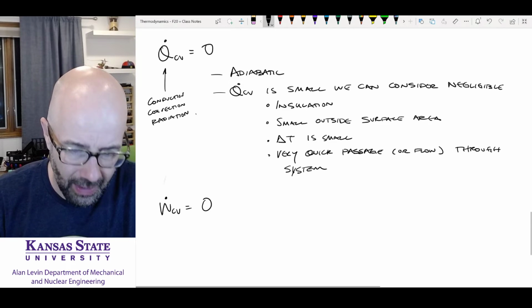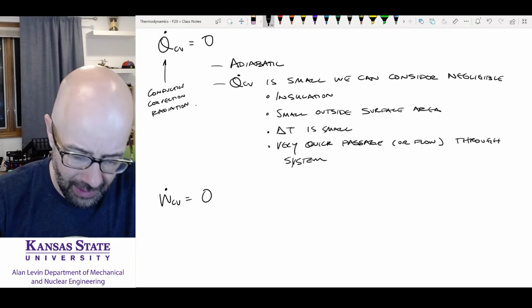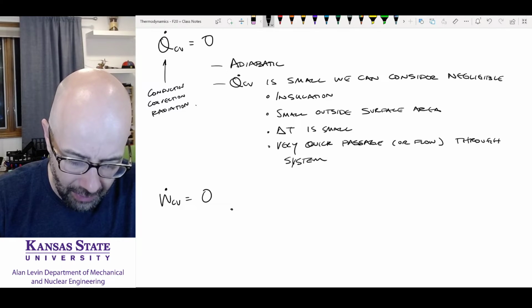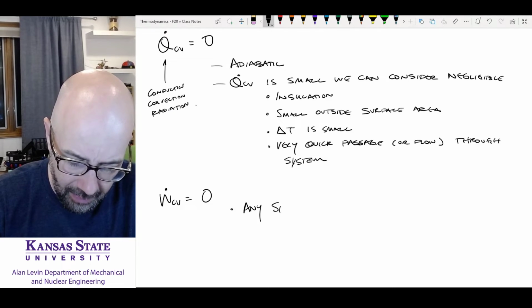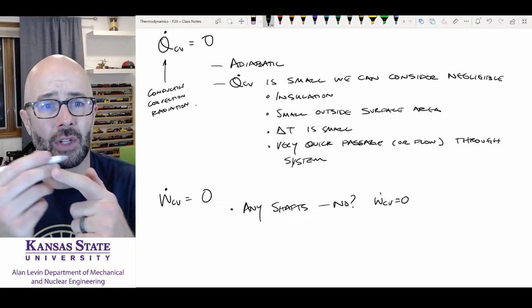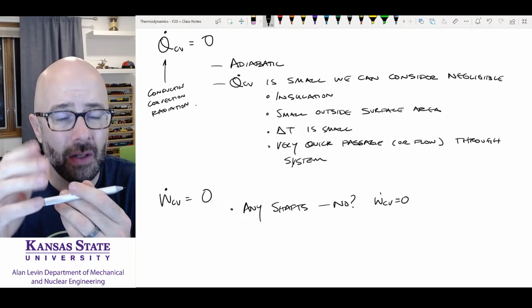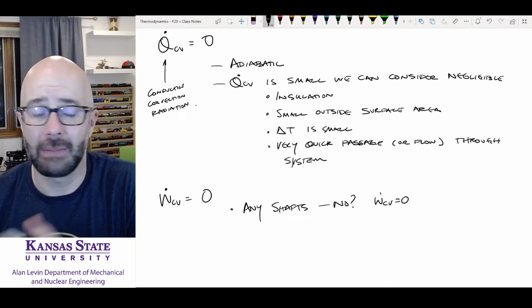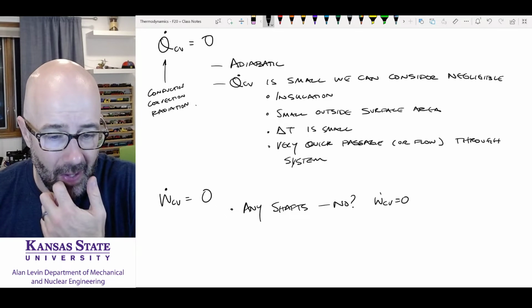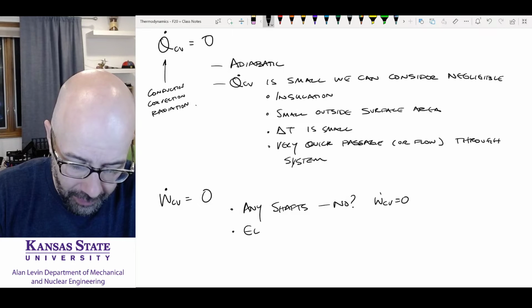So how are we going to look for that? Well, remember, this is our control volume power. So we're going to say, are there any shafts? If there's no, then W dot CV is equal to 0. If you don't have a shaft going in or out, either adding power to a system or taking power away from a system, you're not going to have any power. Okay. You can say there's no electrical work.